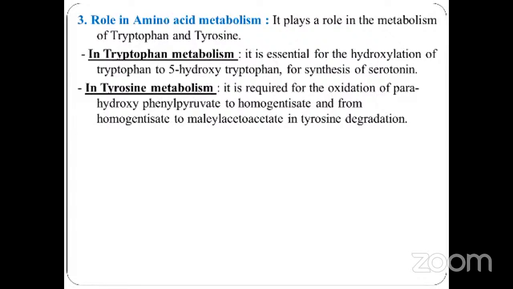But just remember, in tryptophan metabolism, vitamin C is essential for hydroxylation of tryptophan to 5-hydroxytryptophan first, which is the essential event for the synthesis of serotonin. So in tryptophan metabolism, vitamin C is necessary for hydroxylation of tryptophan to 5-hydroxytryptophan, an important step for the synthesis of serotonin. In tyrosine metabolism, it is required for oxidation of para-hydroxyphenylpyruvate to homogentisate, and from homogentisate to maleylacetoacetate. In tyrosine degradation, it requires the vitamin. So this is how vitamin C plays a very important role in amino acid metabolism, particularly tryptophan and tyrosine metabolism.